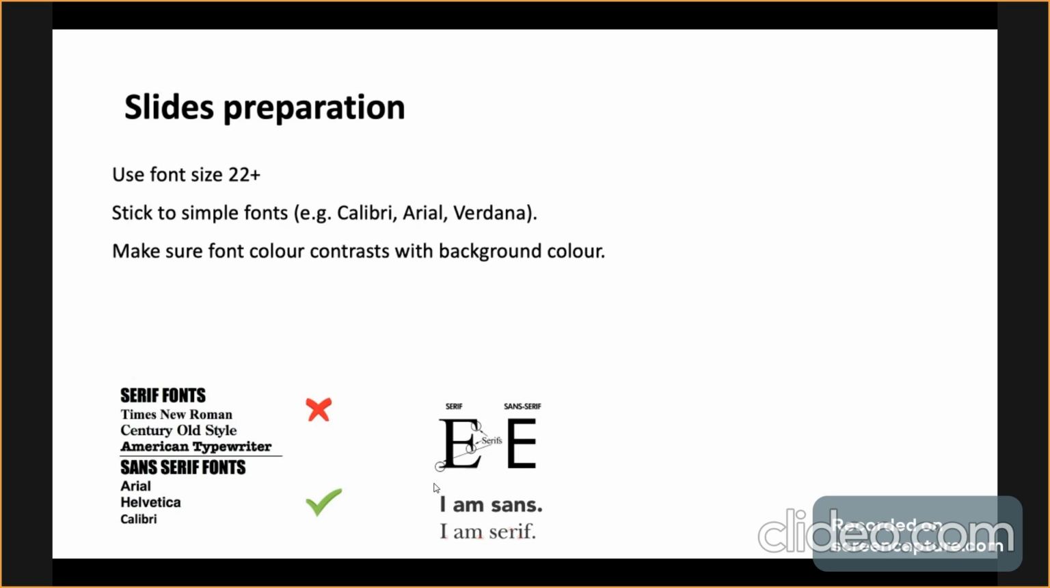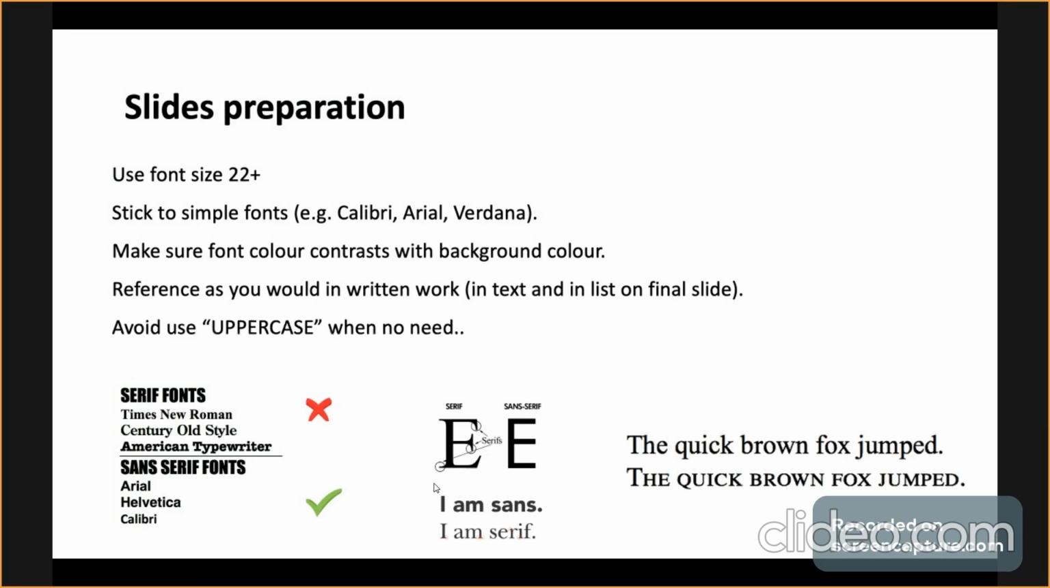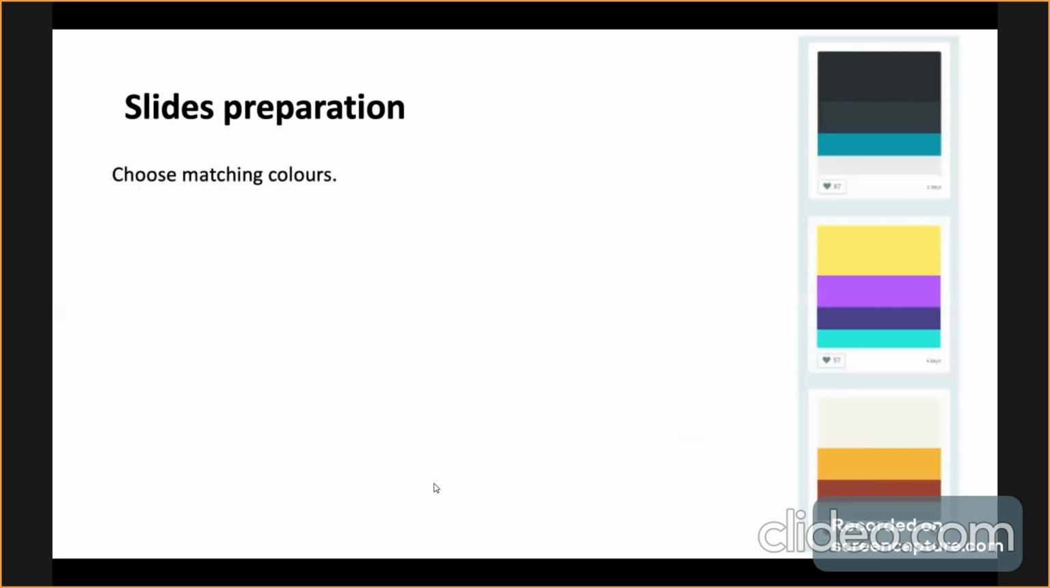The contrast, try to use colors that have a good contrast. Don't use, for example, colors that cannot be differentiated easily between each other. Put your reference during the information. Also, avoid using uppercase when it is not necessary, because it makes the reader feel it is difficult to follow the written parts.